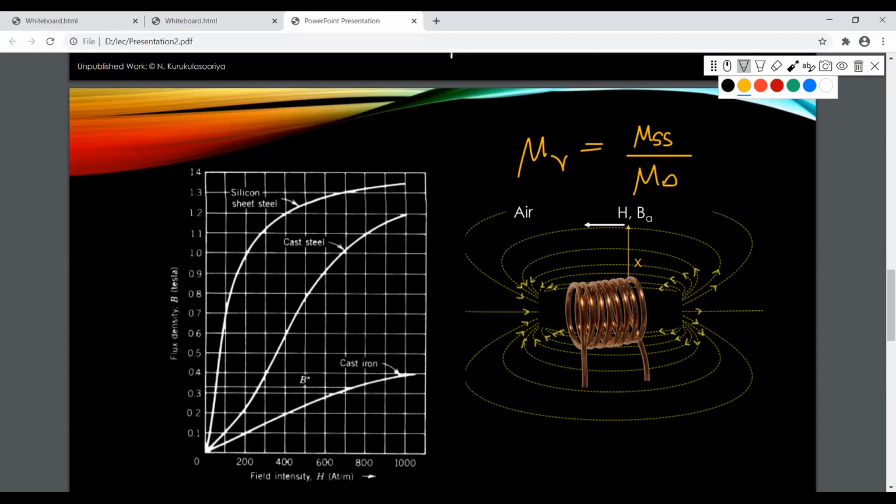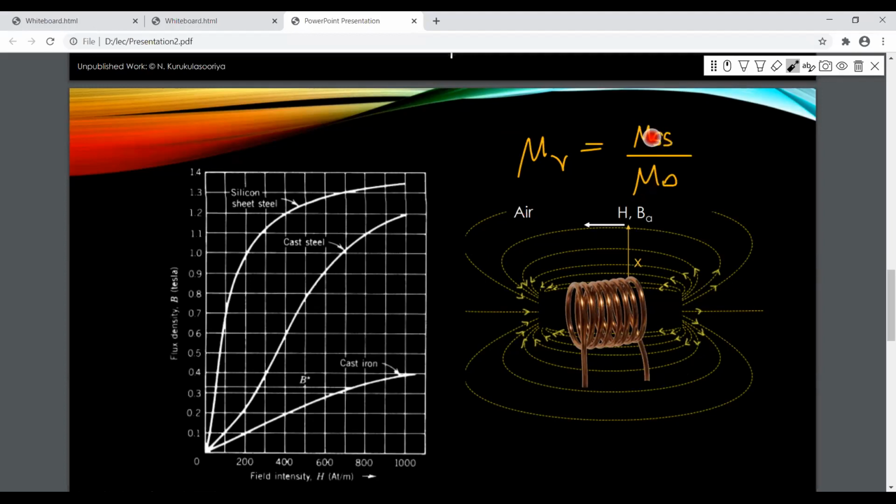So in order to define relative permeability, what we do is we take the permeability of the medium and divide it by the permeability of free space, right? So that will give you the relative mu value, or the relative permeability value. So this is a very simple equation. Mu r is always this; mu naught is a constant. So we are dividing by a constant.